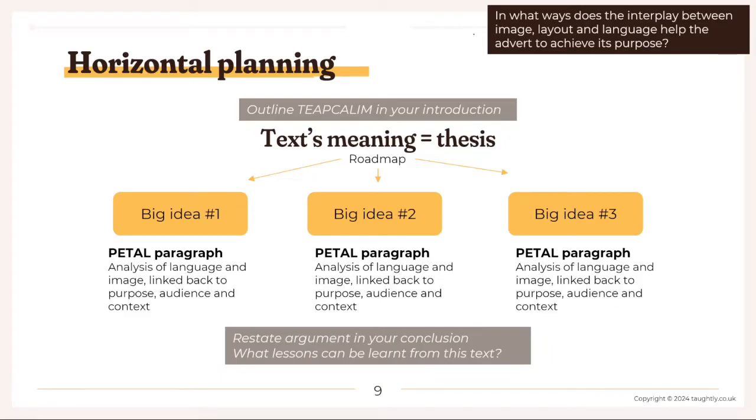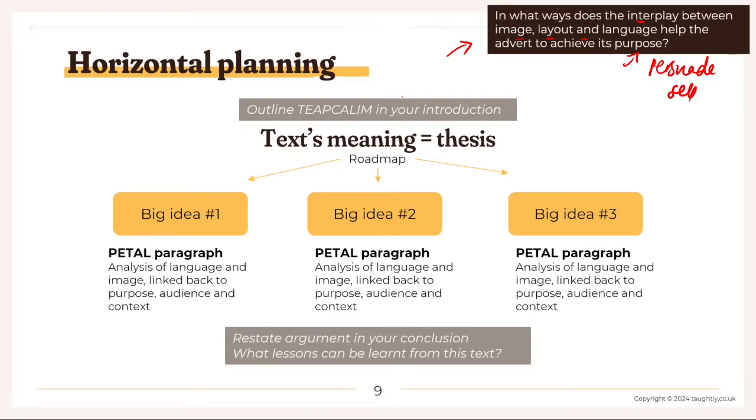So reminder, our guiding question is this: the interplay between image, layout and language to achieve its purpose. Now, if you joined us for our last lesson, we know it's a print advert, so its purpose is to persuade and to sell, right? So everything that we're analysing is linking back to how it is persuading the reader to purchase the toys. Now, horizontal planning looks like this.